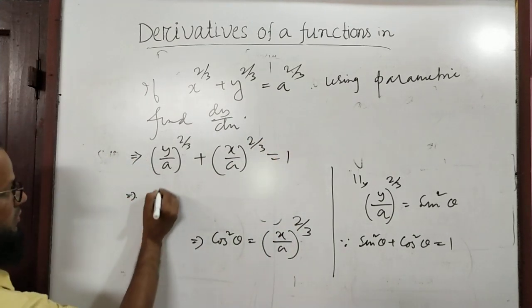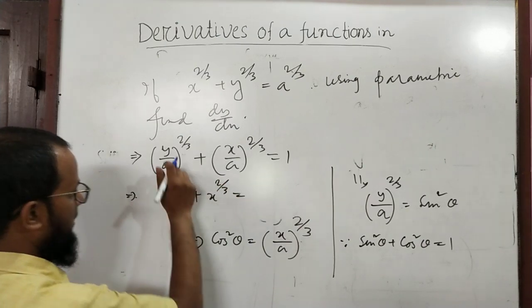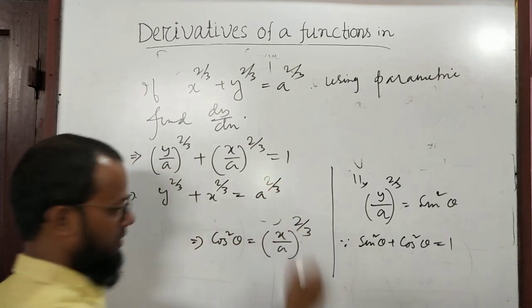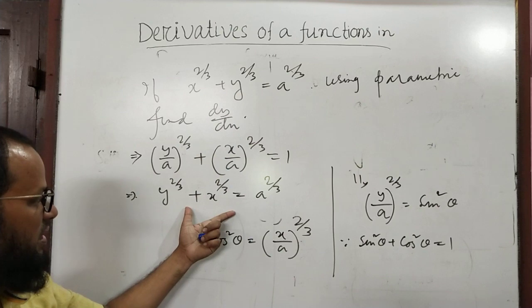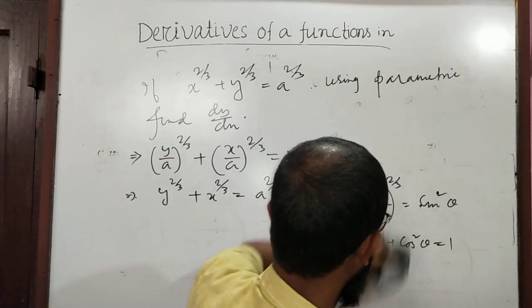And finally you get y to the power 2/3 plus x to the power 2/3 over a to the power 2/3, and on cross multiplying, it becomes a to the power 2/3. That means our original equation can be expressed in the parametric form.